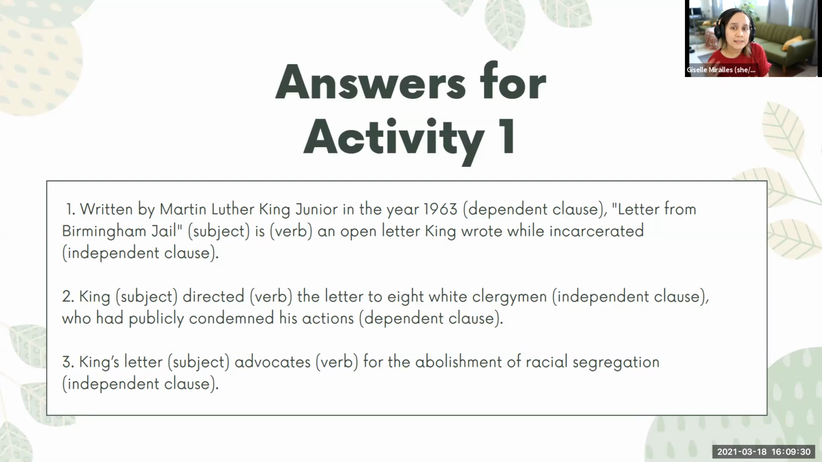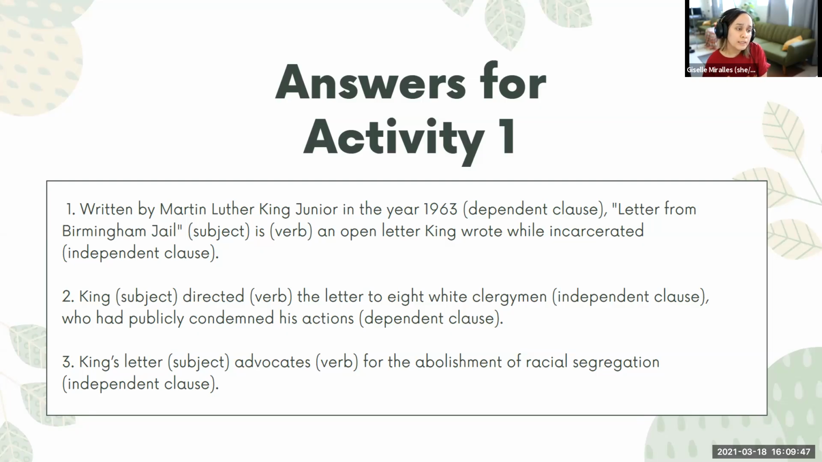On the other hand, the second half of the sentence, letter from Birmingham jail, is an open letter King wrote while incarcerated. That is the independent clause because it can stand on its own. You could separate it from the first half of the sentence and it would still be fine.